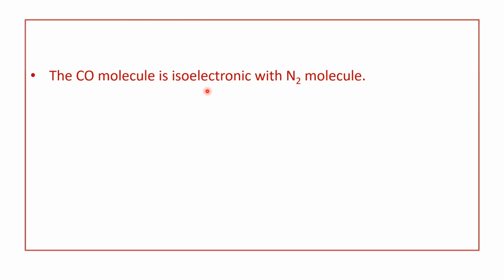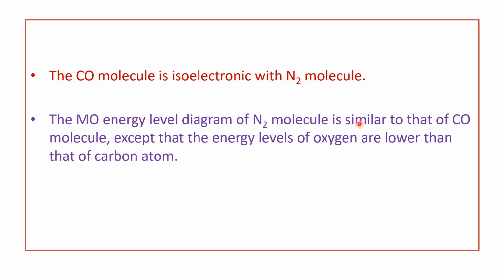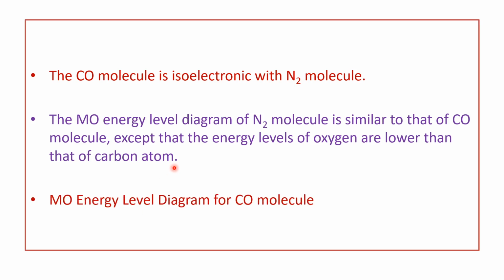The CO molecule is isoelectronic with the N2 molecule. That means the number of electrons present in the carbon monoxide molecule and the nitrogen molecule are the same. Hence the MO energy level diagram for the nitrogen molecule is similar to that of the carbon monoxide molecule. The only exception is that the energy levels of the more electronegative atom, the oxygen atom, are lower, that means nearer to the BMO than the carbon atom. So let's see the MO energy level diagram for the carbon monoxide molecule.